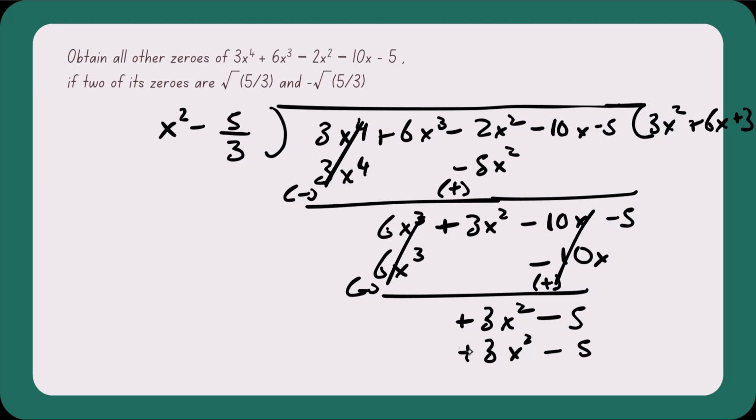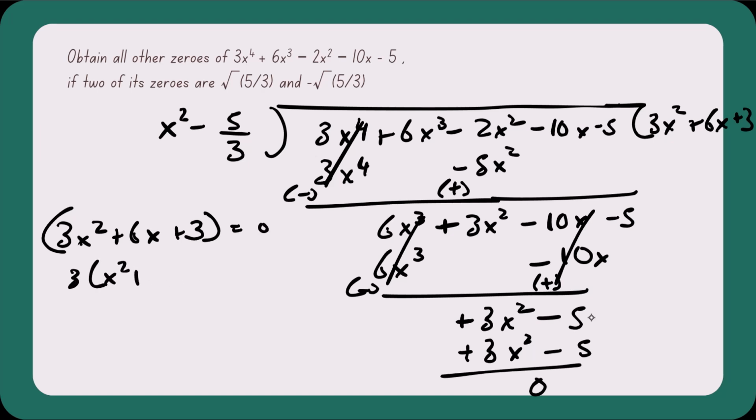Now what happens? It'll become 0, right? So what is your answer? Your answer is 3x square plus 6x plus 3 is a factor. Okay, this is a factor. We understood? This is a factor. So what can be done here? We can take 3 common outside. I'll equate it to 0. Okay, we'll take 3 common outside. We have x square plus 2x plus 1 equal to 0.